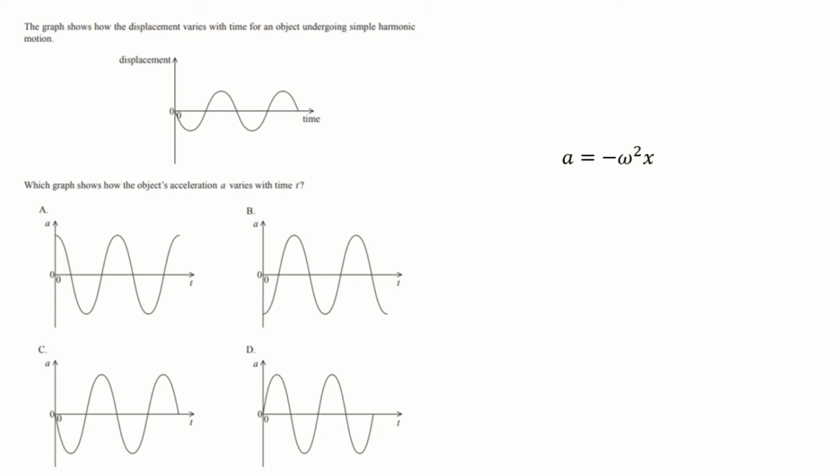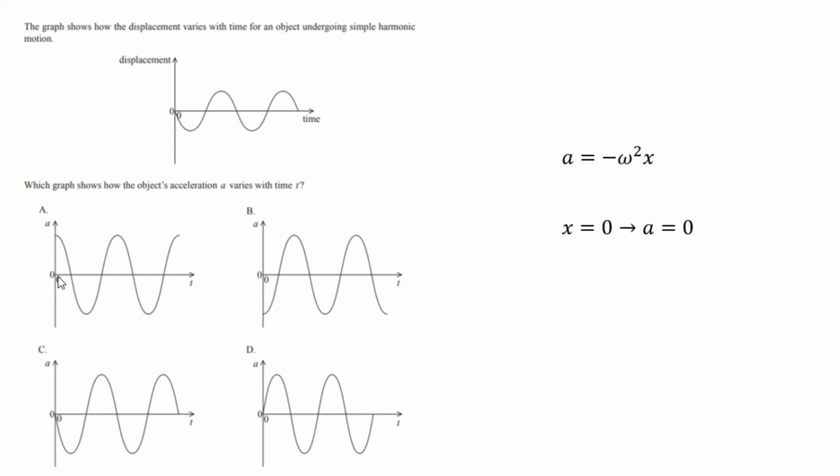Now, why is that important? Well, it means we can analyze our graph. Let's take, for example, when x is equal to 0. Well, it must be the case that a is equal to 0 at that point as well. Any of the graphs that we are going to choose here must show a equal to 0 when x equals 0. Now, the easiest one to look for is at time equal to 0 in this case, because you notice on here we have time equal to 0, x equal to 0.